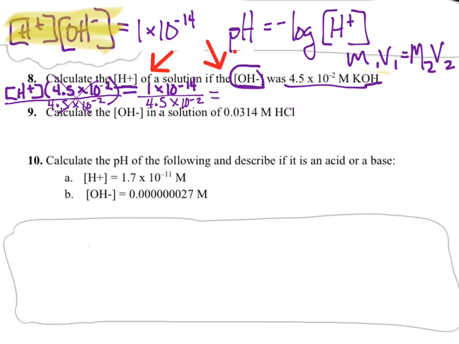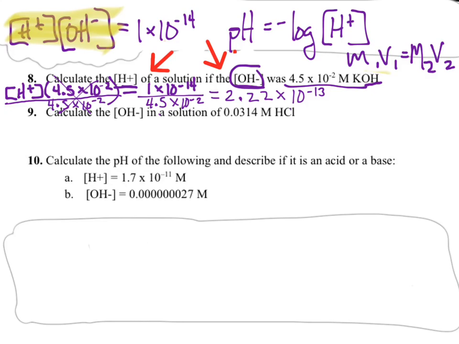Make sure that you bring your own calculator tomorrow so that this doesn't mess you up. So when we solve this, it's going to give us an answer of 2.22 times 10 to the negative 13. So if you put that in your calculator and you got a different answer, that means you need to go back and check your calculator, make sure that you know how to work your calculator to get the same answer that I do.